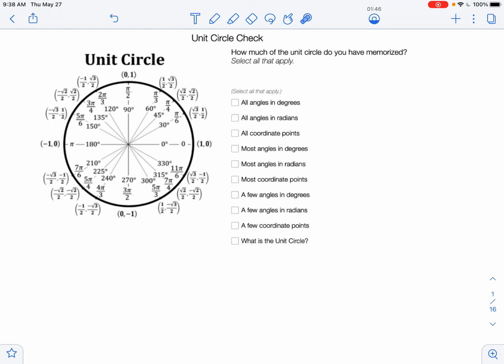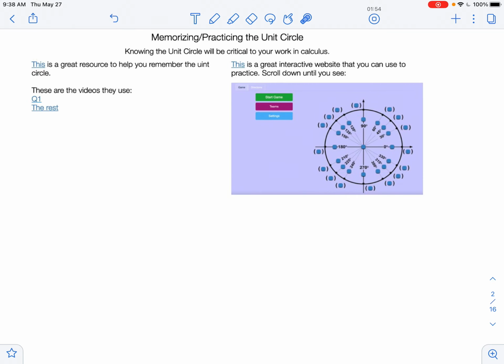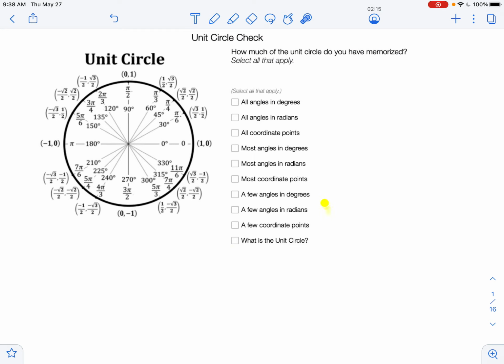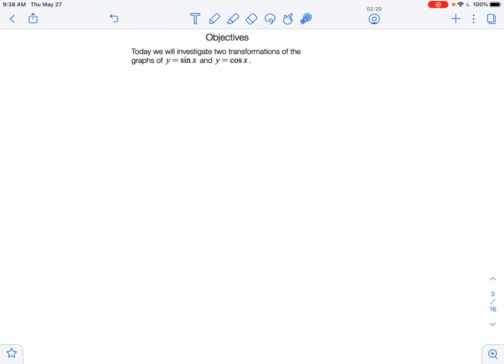So I just want to make sure that it's on the forefront of our mind that this is an important concept that we need to be really comfortable with. A reminder too, on the next slide, of some resources to help memorize and practice the unit circle: some really good videos that will help you remember it, and a nice interactive website that will help you practice identifying all the components. I encourage you to visit those if you were marking down around here in this list from the previous slide.